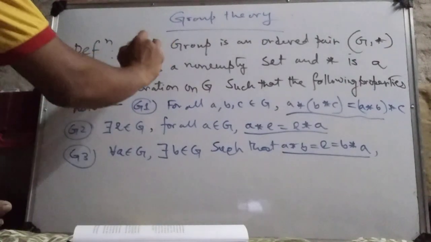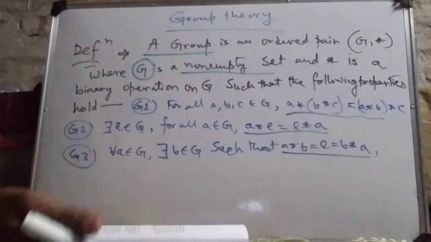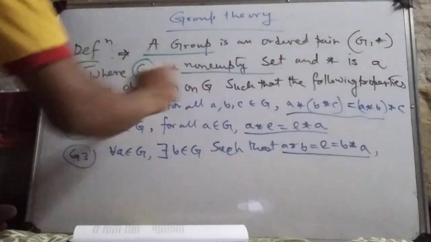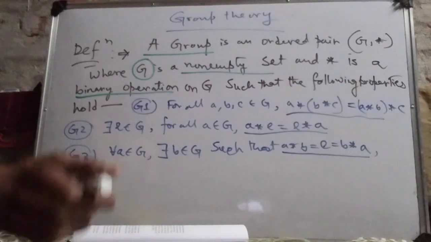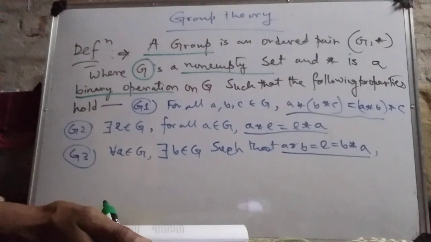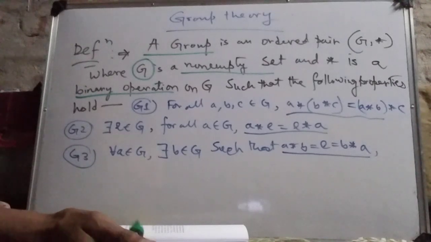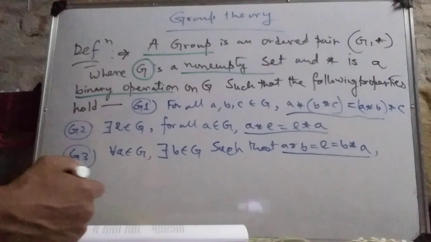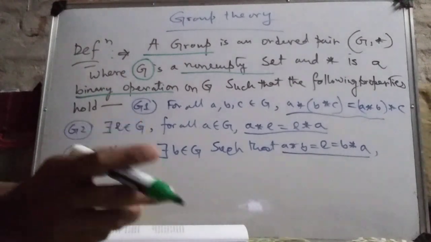That means a group is what? It is an ordered pair, where G is a non-empty set, that means it contains some elements, and star is a binary operation. Binary operations, we know about binary operations. Then also, for all a, b, c belonging to G, (a star b) star c equals a star (b star c), and there exists e belonging to G such that for all a belonging to G, a star e equals e star a, and for all a belonging to G, there exists b belonging to G such that a star b equals e equals b star a. Understood?